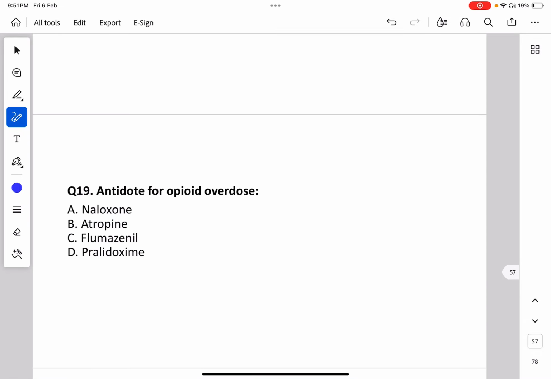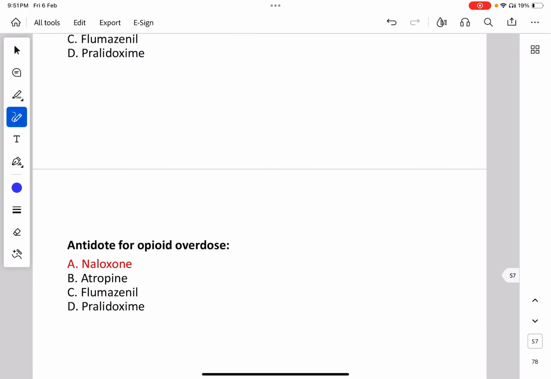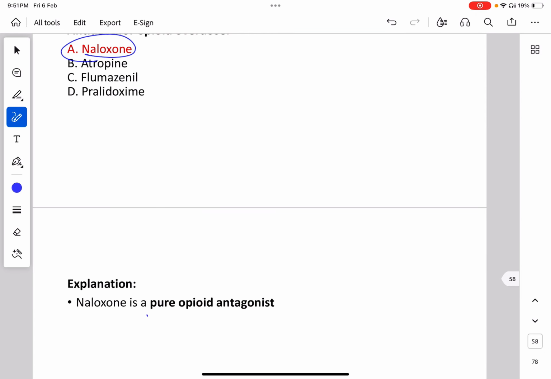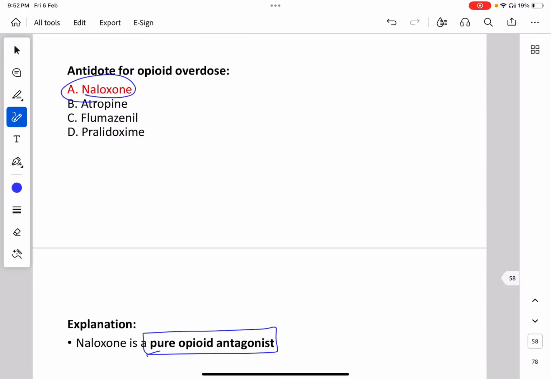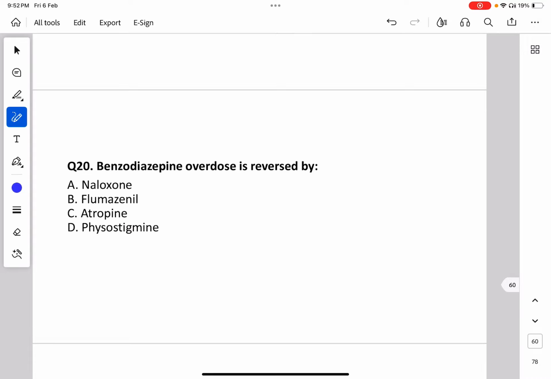Antidote for opioid overdose. Which is the antidote for opioid overdose? Naloxone, atropine, flumazenil, or pralidoxime. So for opioid overdose, naloxone is usually the antidote used, and naloxone is a pure opioid antagonist. So it prevents the negative effects of opioid overdose because it acts as an antagonist at opioid receptors.